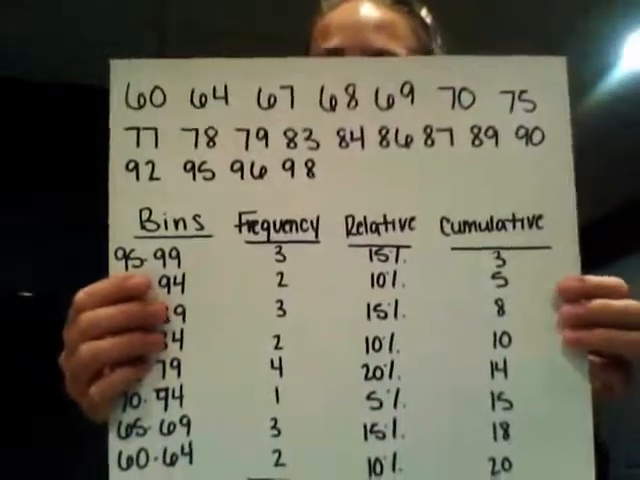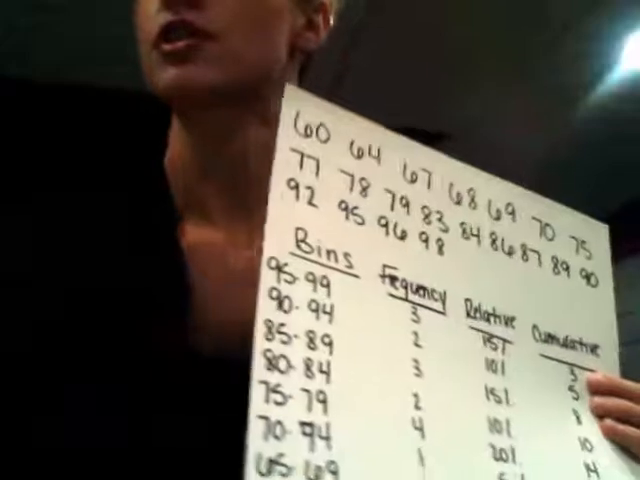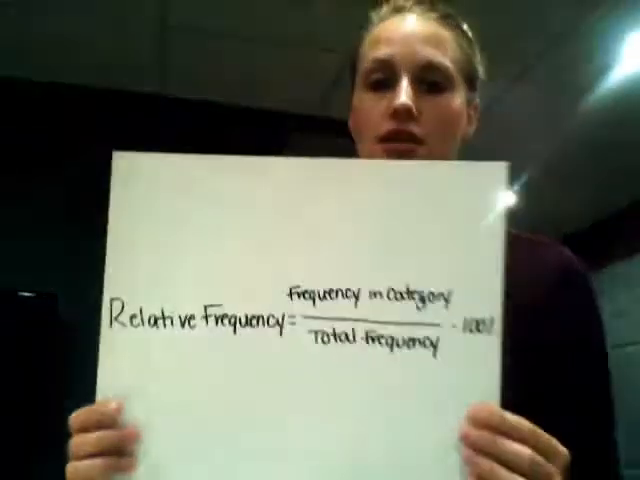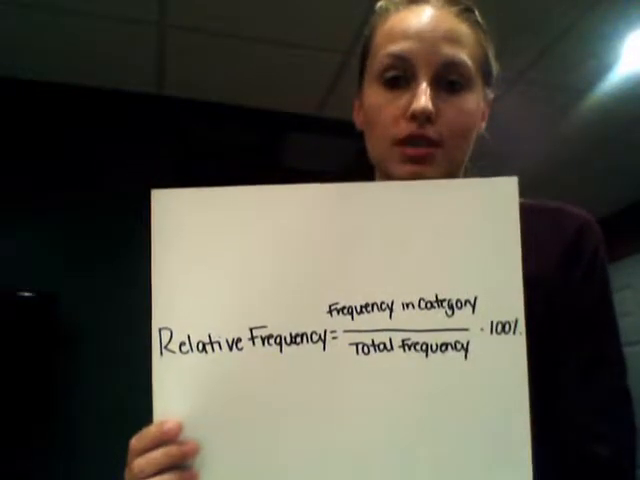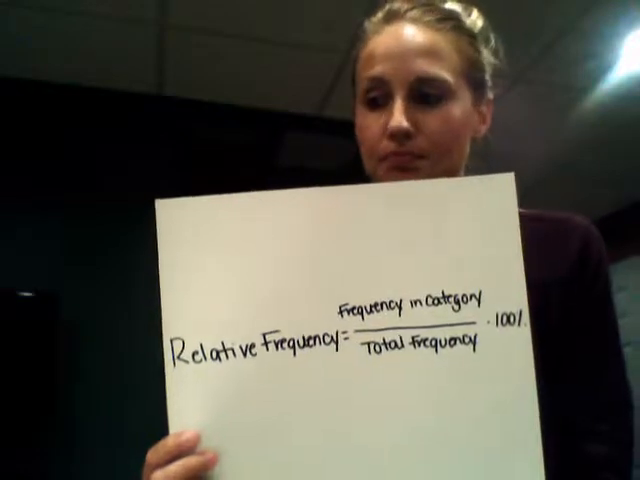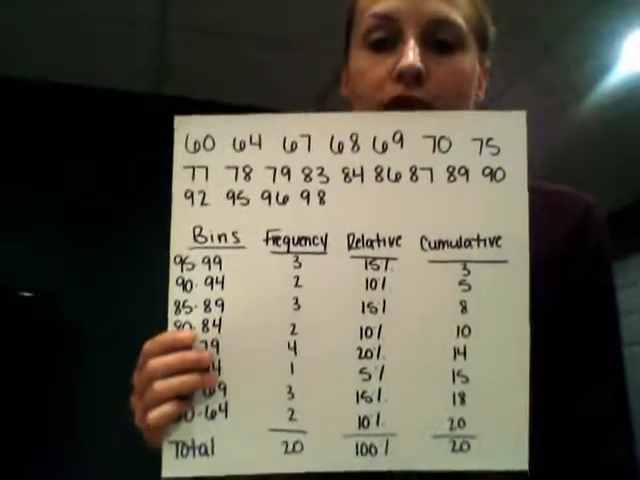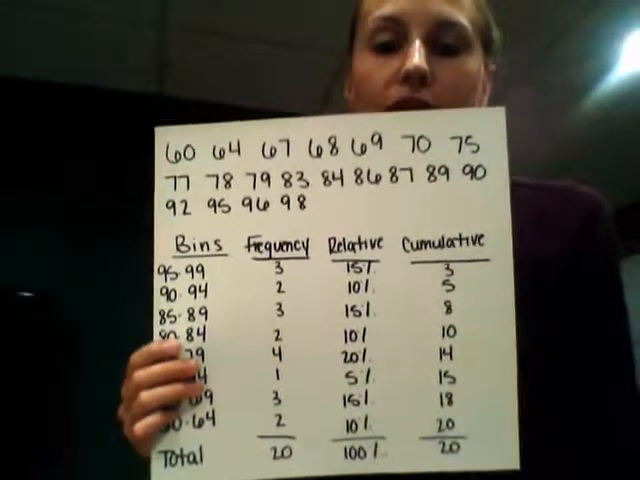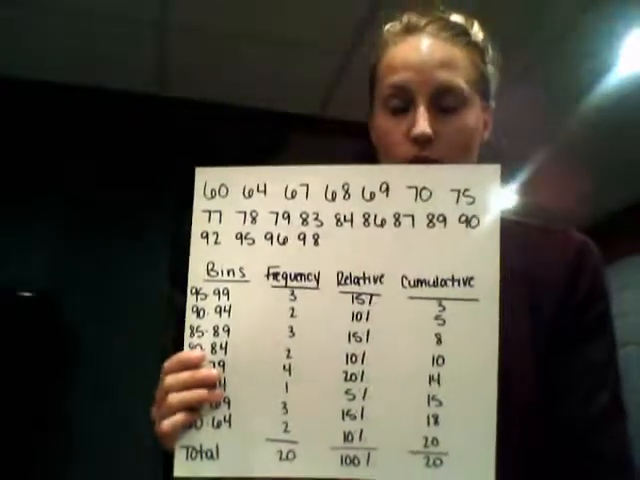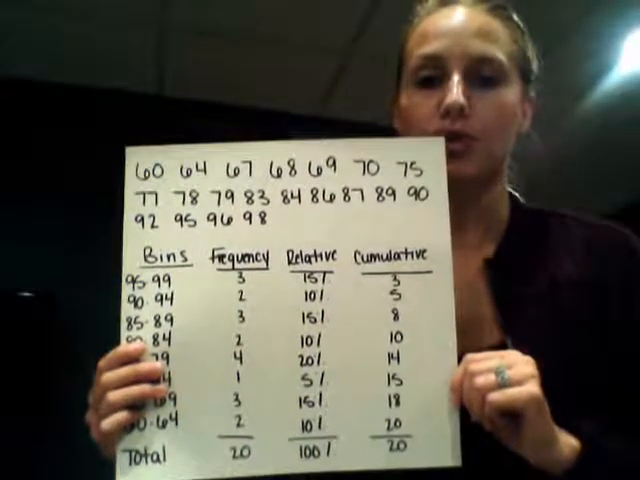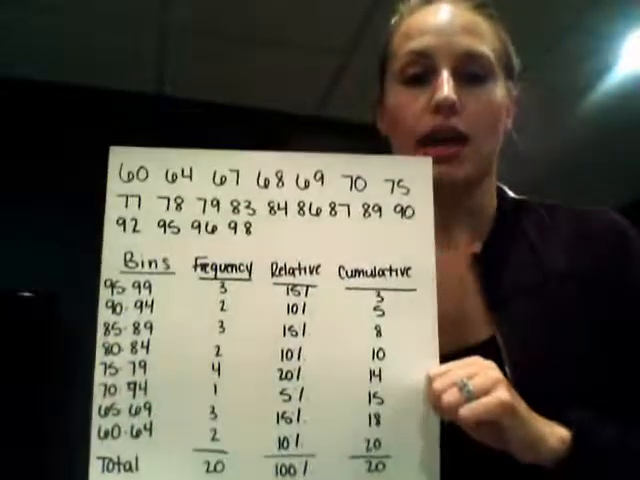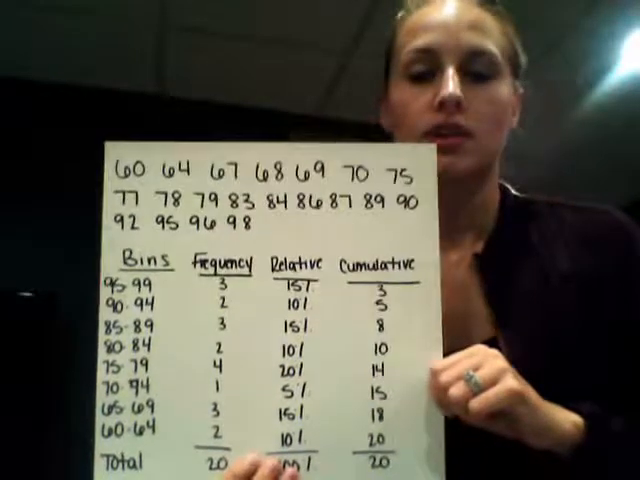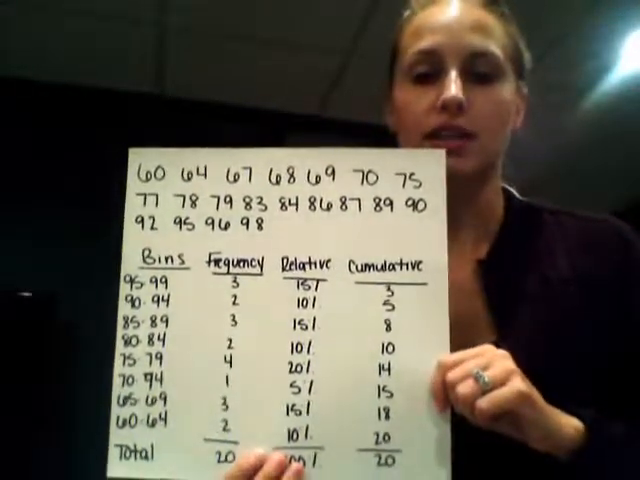To get the relative frequency, it's going to be the same as before. I'll show you this here. So the relative frequency is going to be the frequency in that specific category divided by that total frequency multiplied by 100%. So we'll go over this again. 3, because that's the specific number in that category, divided by 20, because that's the total, multiplied by 100%. That's going to give us 15%. And then we'll do that again. 2 divided by 20 gives us 10% for that 90 to 94 bin.